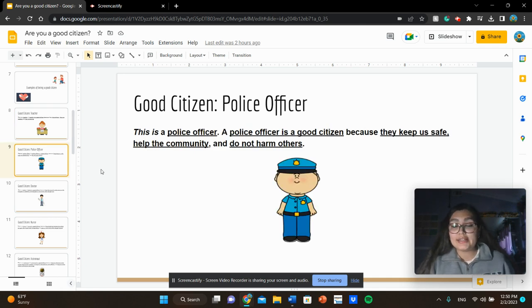Another good example would be a police officer, because a police officer is a good citizen because they keep us safe, they help the community and they do not harm others. The police officers are there to make sure that when we are in danger, they are there to help us. They are there to protect us and protect our community when we are in danger.